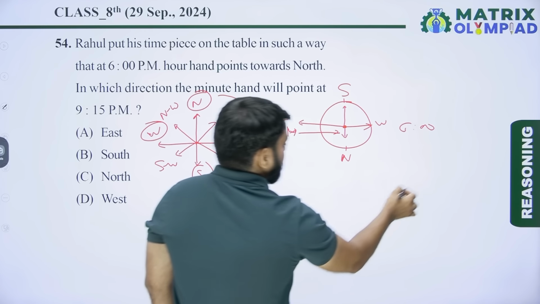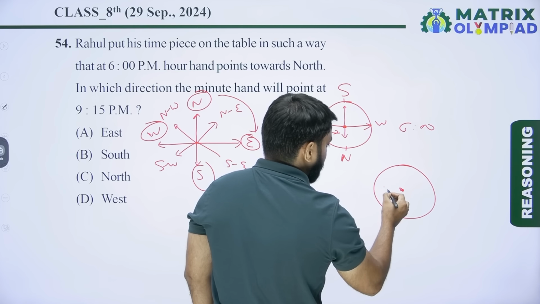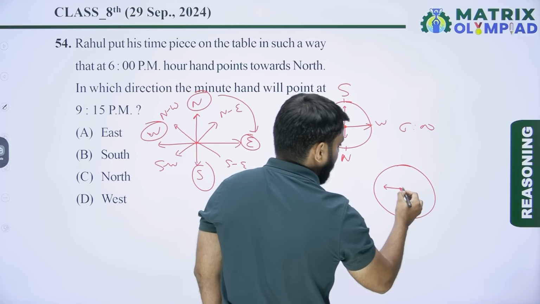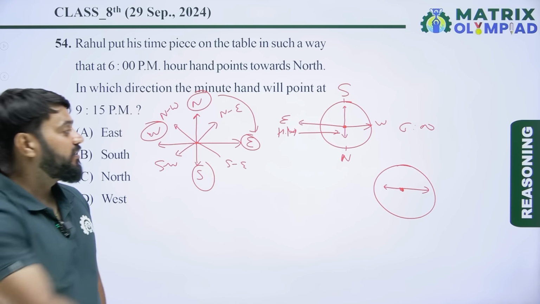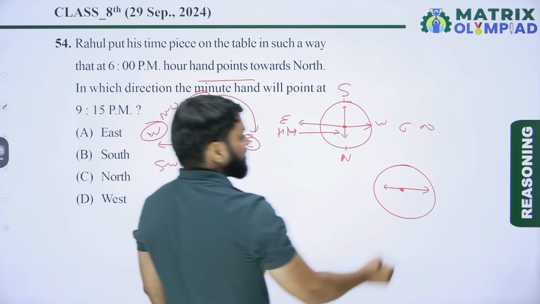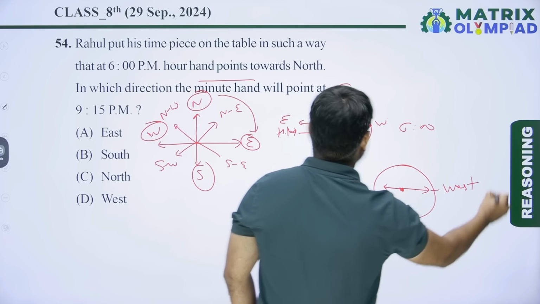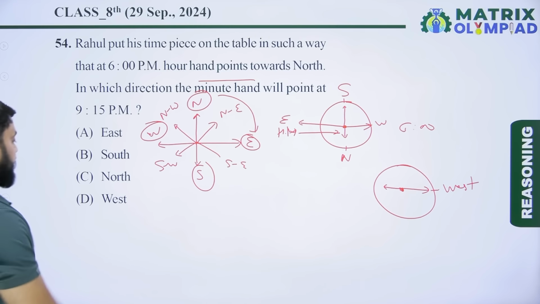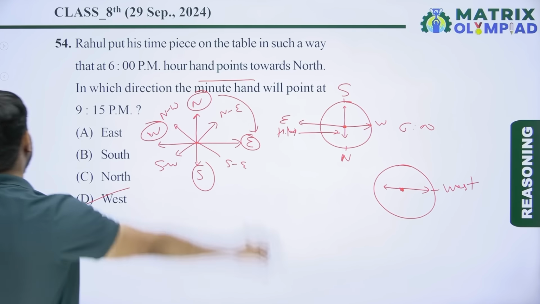So now time is 9:15. This is the hour hand and this is the minute hand. So what is the direction of the minute hand? The direction of the minute hand is in the west direction. So here option D is the correct answer of this question. Let's move on to the next question.